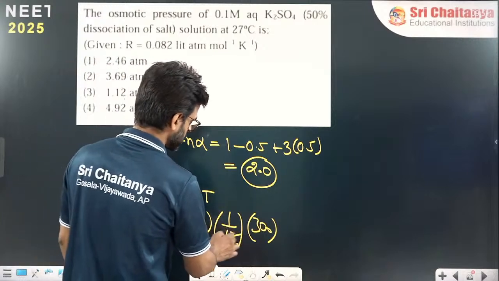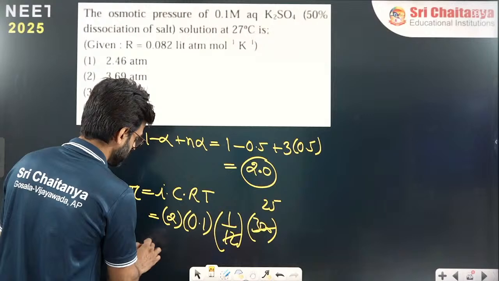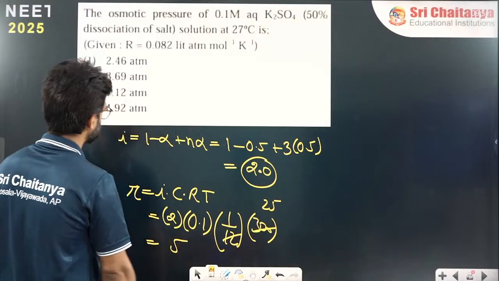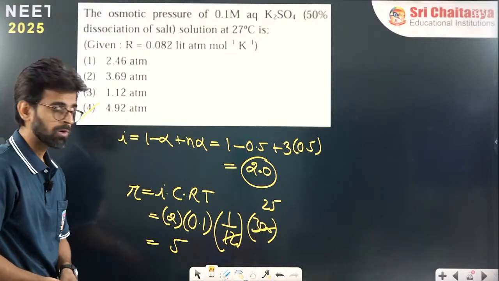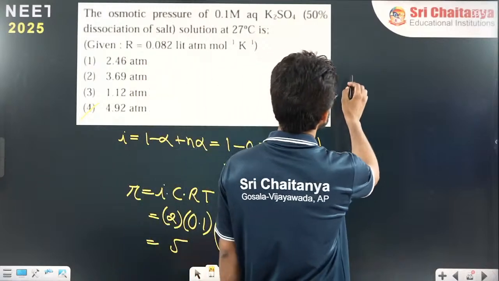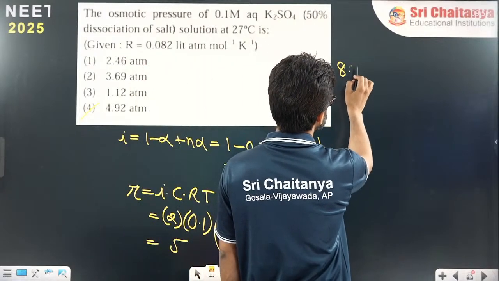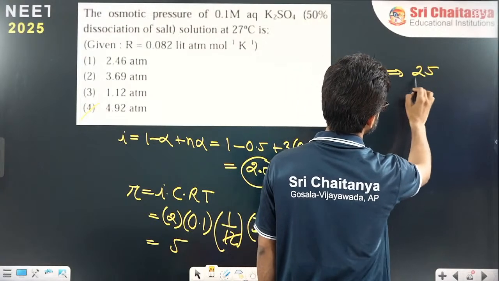So almost how much do you get when you solve? 25 into 2, 50, into 0.1. Almost how much? 5, almost we can say. Or very close to 5 is 4.92. Why? Because I am taking the R 1 by 12 approximation. Actually the R value, if you say in joules, it is 8.314. To make the question a little short, I use it as 25 by 3.